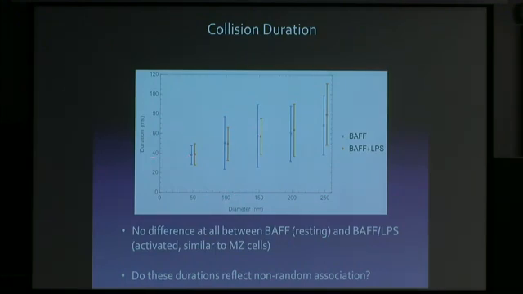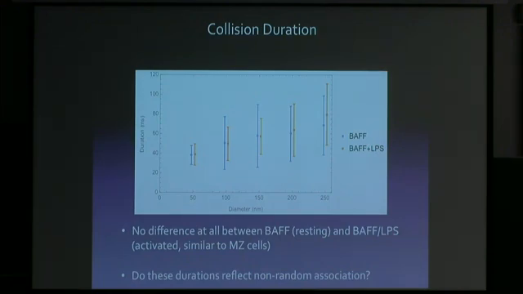We see that the duration starts at around 30 milliseconds and increases a bit up to about 60. It doesn't make any difference whether the cells are activated or not. We can activate them with LPS and it doesn't make any difference here. We didn't try this with the marginal zone cells yet, but treating a follicular cell with LPS is kind of similar. So we can compare this now to the theory.